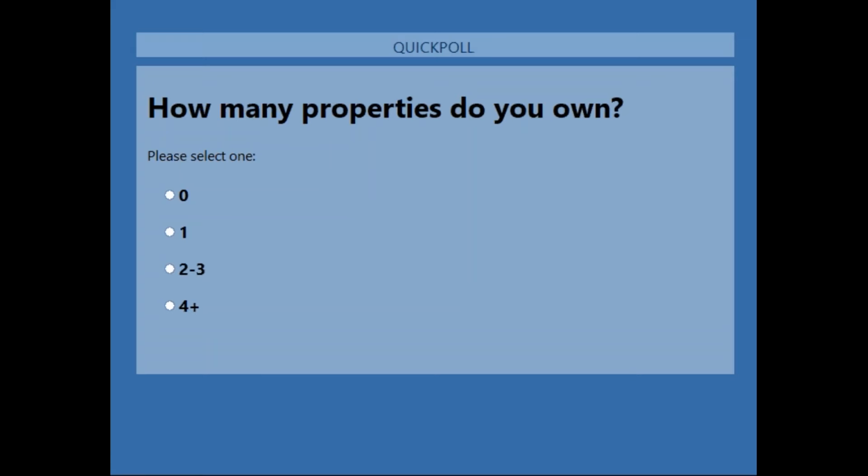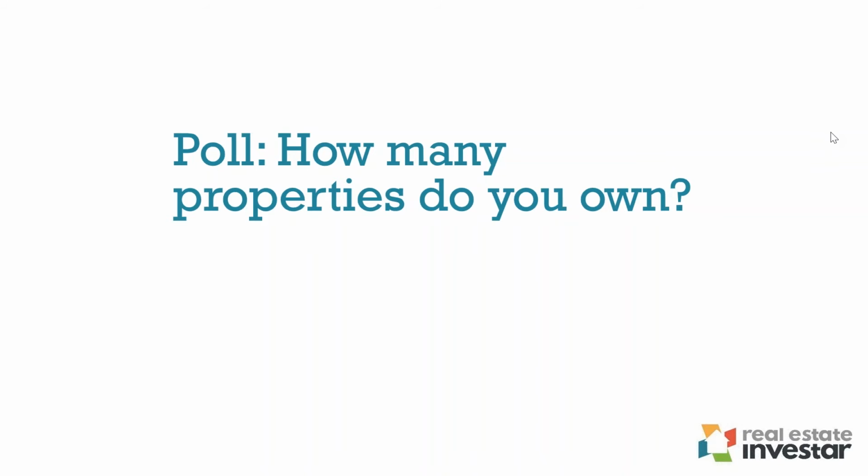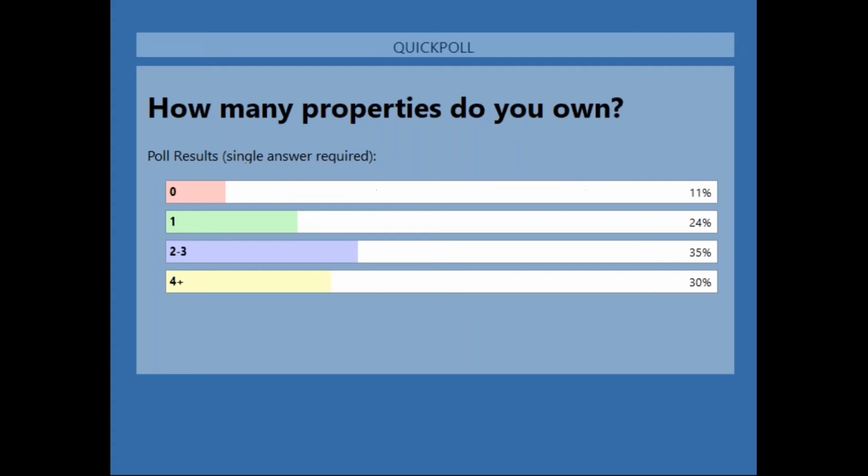I'm just going to launch that on screen, and if you can just click how many properties you currently own, including your own home if you're living in your home. That will give you an idea of how many people tuning in tonight have gone through a conveyancing or a property purchase process, and I might tailor some of the terminology a little bit to suit. So a little bit over 70% have voted, so thank you very much for your participation. I'll just leave it open for a couple more seconds, and then I'll close that off.